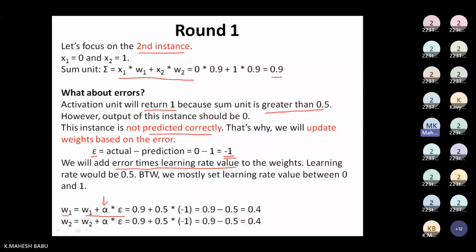The correction value is minus 1. So you update the weights by multiplying these two. 0.9 minus 0.5 gives 0.4. 0.9 was a random value, and I adjust it with the correction. So I'm getting a new weight of 0.4 for W1 and 0.4 for W2. Am I clear or not?